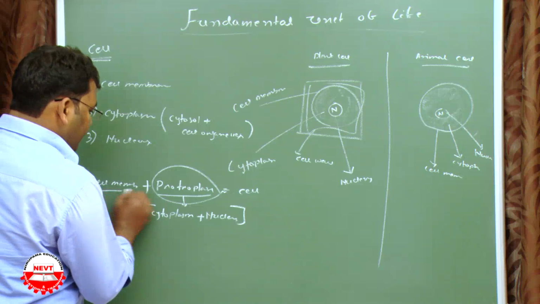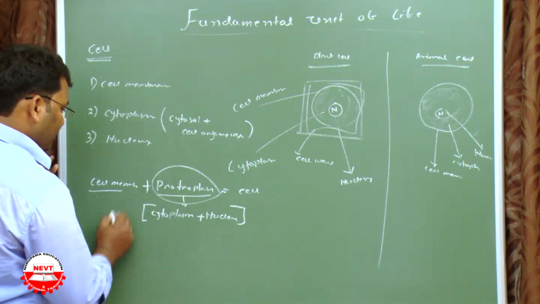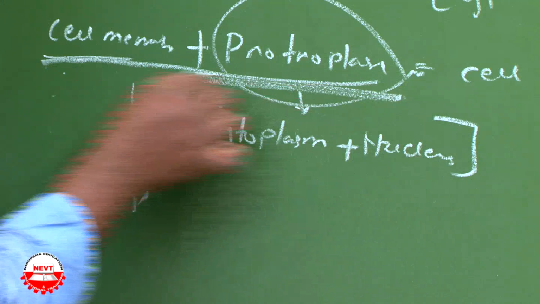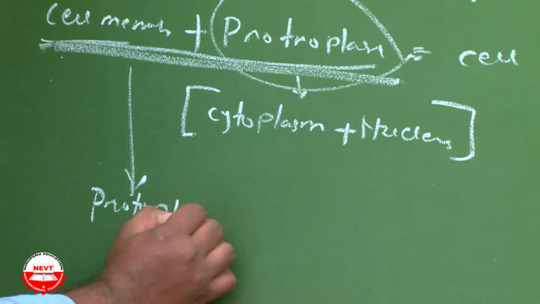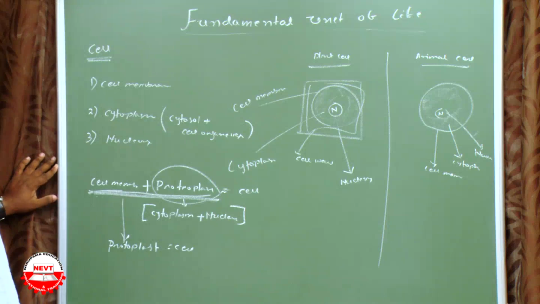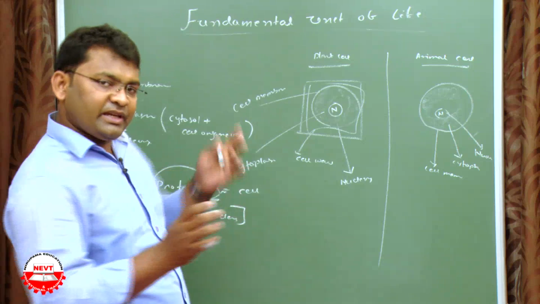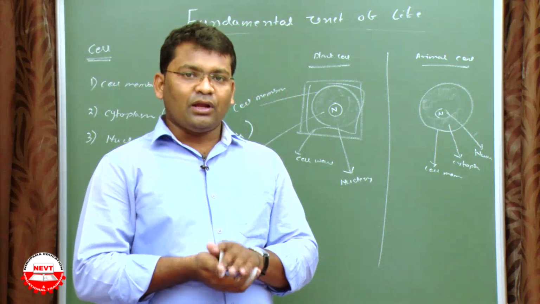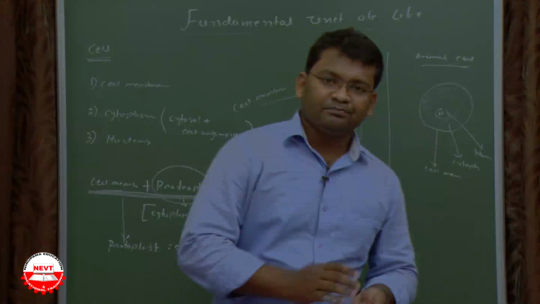Cell membrane plus protoplasm is together called protoplast. And protoplast is nothing but a cell, right? Cell plus cell wall is nothing but a plant cell. So this is the basic idea regarding cell components and cell structures. Now we'll discuss the different sizes and shapes of cells.